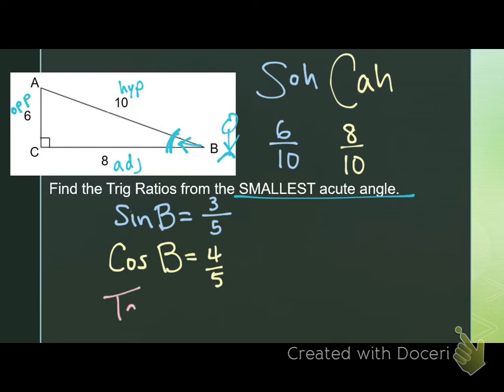And then last is tangent. So you're going to write TAN, tan, of angle B. SOH CAH TOA. So you want the opposite side over the adjacent side. So opposite is 6, and the adjacent side is 8. Again, they're both even, so this reduces to 3/4.